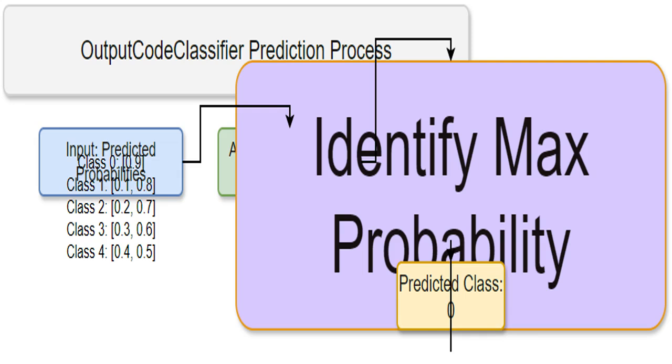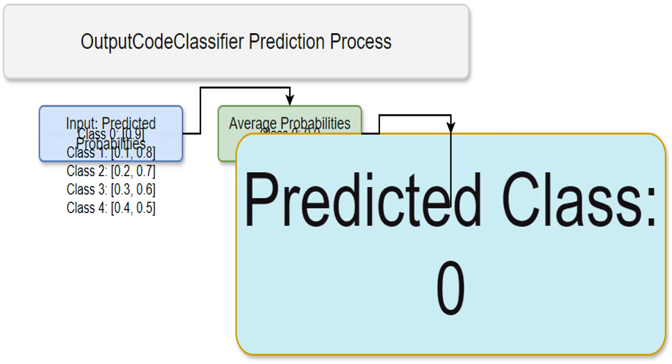Now it's time to find the class with the highest average probability. This will be our prediction. As you can clearly see, class 0 has the highest average probability, 0.9, significantly higher than the 0.45 for other classes. Therefore, the output code classifier predicts class 0.